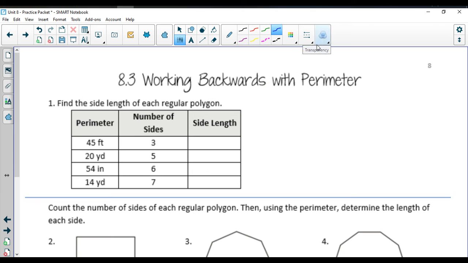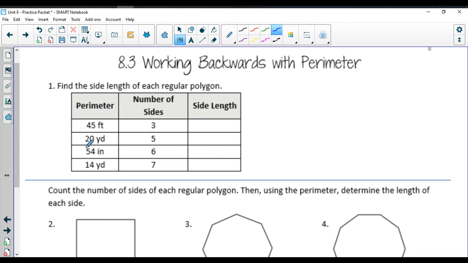For lesson 8.3, we were working backwards with perimeter. So we're going to start off with some regular polygons, knowing their perimeter, and we're going to figure out the side lengths. Since the sides are all the same, we can just do 45 divided by 3. That's going to give us a side length of 15 feet.